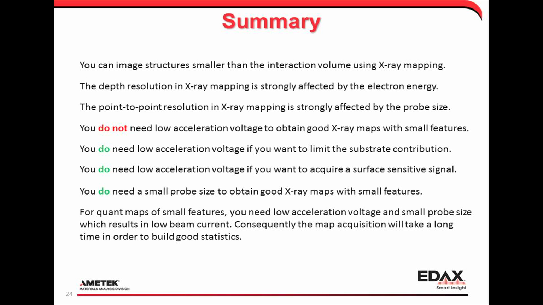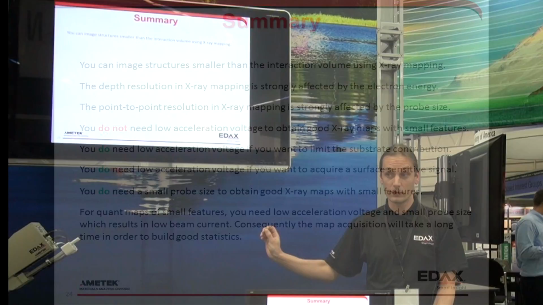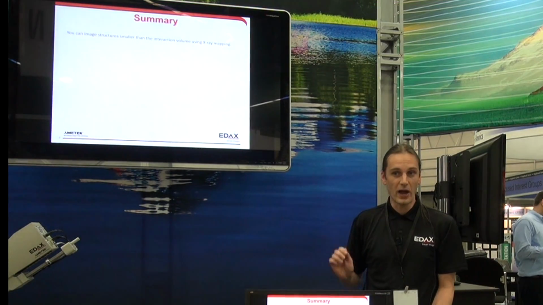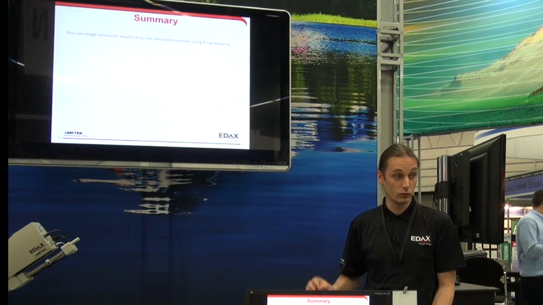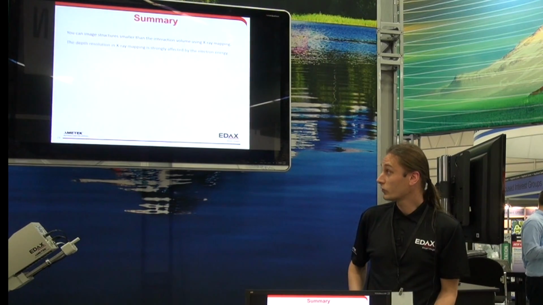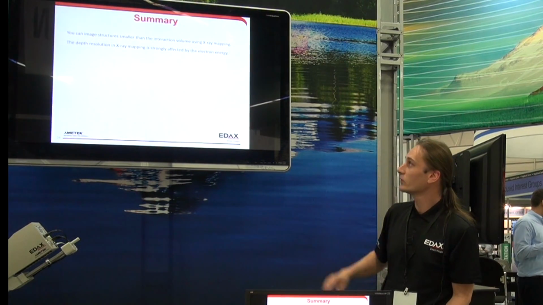So, the point of it all is, you can easily image structures that are smaller than the interaction volume. At 10 kV, in the maps I showed, I'm still probing quite far down into my sample. We can see I have silicon signal escaping from beneath my structures. That doesn't mean I can't image them. I could still see my 17 nanometer particles spread out on the surface. So X-ray mapping doesn't necessarily mean low resolution, or that you can't see small features.